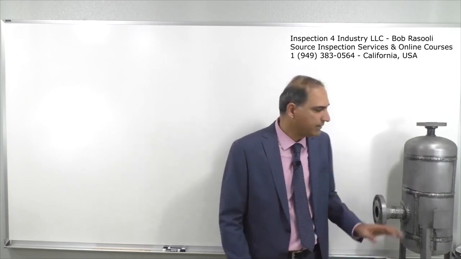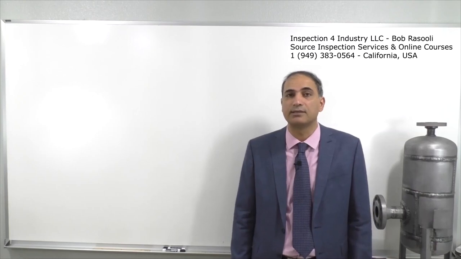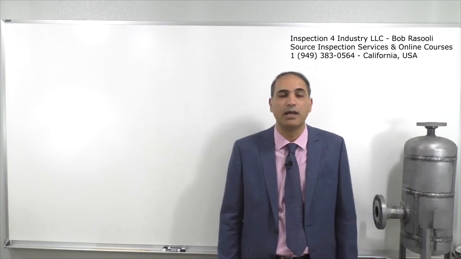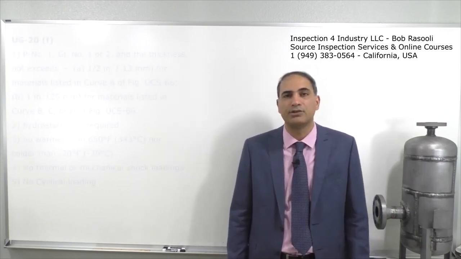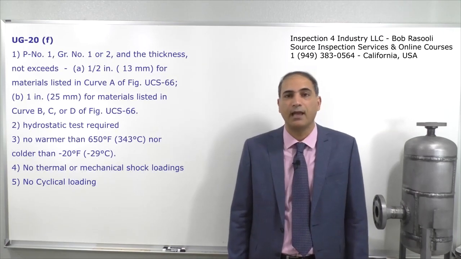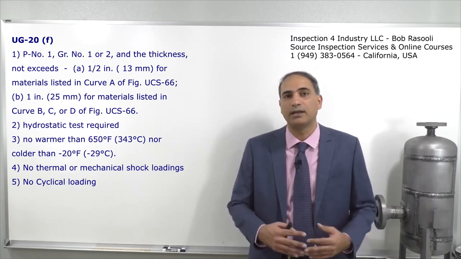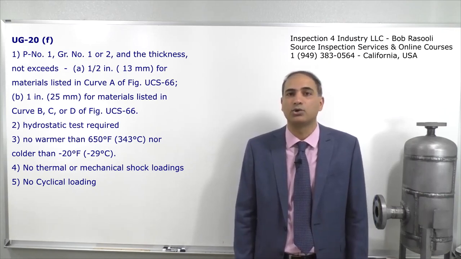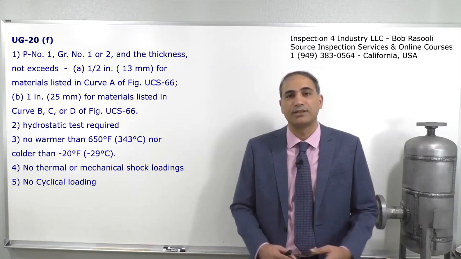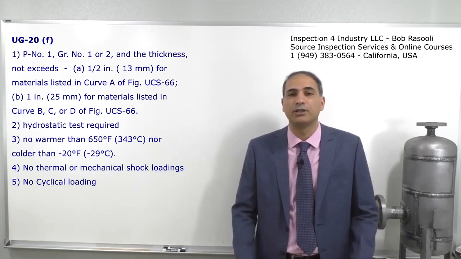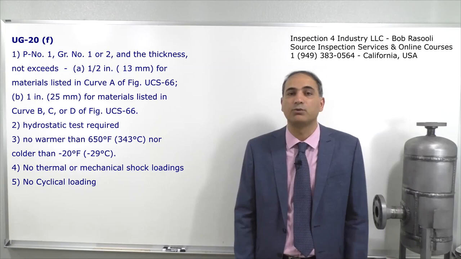Now, for our imaginary pressure vessel with the thickness 3.25 inch, and with the minimum design metal temperature minus 30 degrees Fahrenheit, we are going to start the assessment to see if we can get exempted from impact testing. The first process, as you can see in the screen, is UG-20(f). It says for P number 1, group number 1 or 2, and a thickness not exceeding ½ inch for material listed in curve A, and for material listed in curve B, C, D, up to 1 inch, exempted.